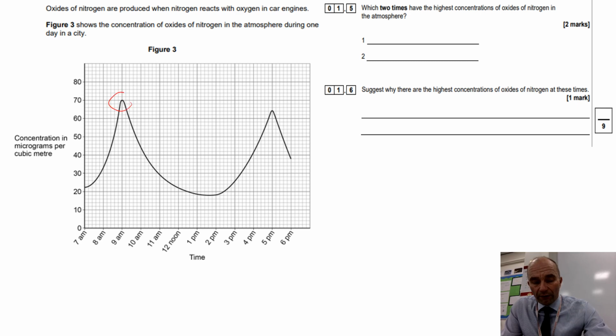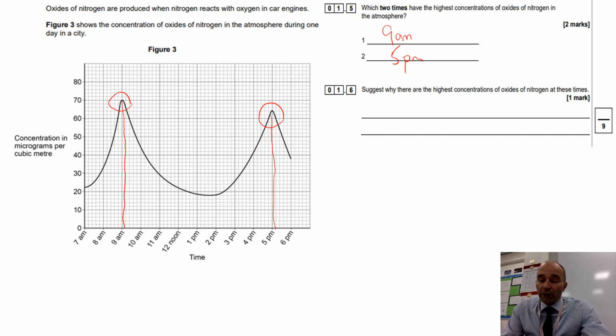Well, we're looking at these 2 peaks. You can see, drop down to the x-axis, our first peak is at 9 o'clock in the morning, and then the second peak is at 5 o'clock in the afternoon. There's our 2 correct answers, and there's 2 marks.